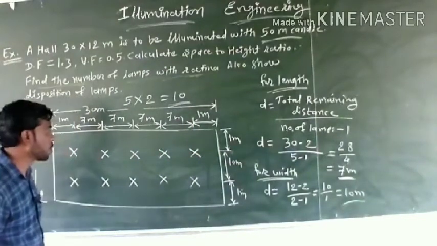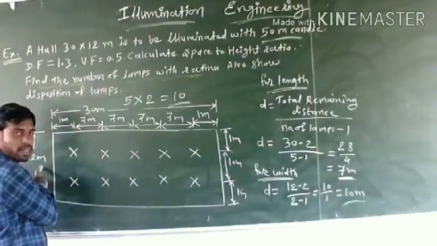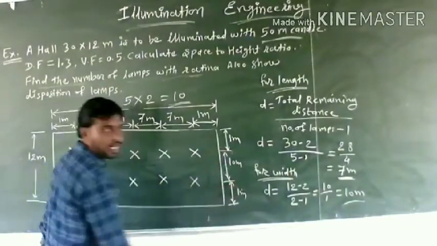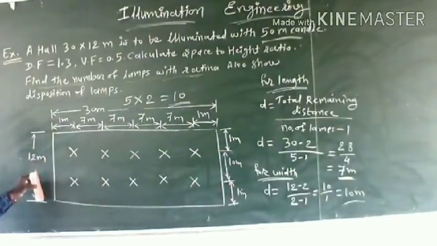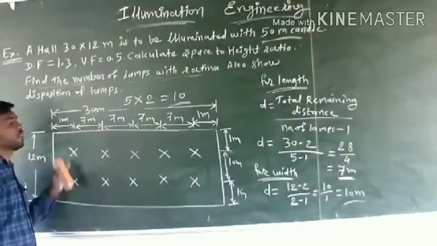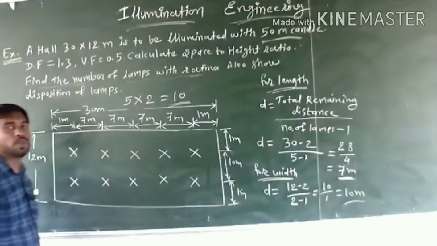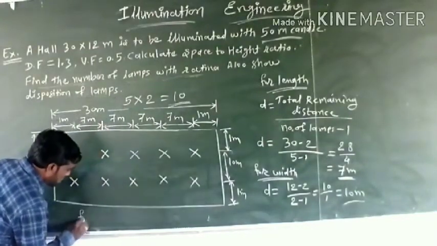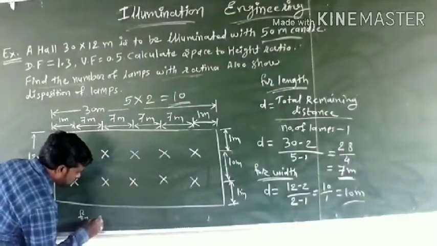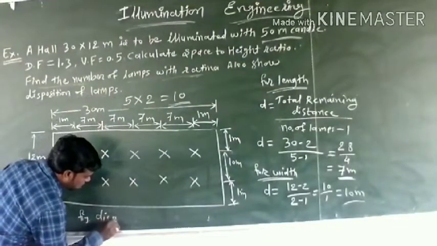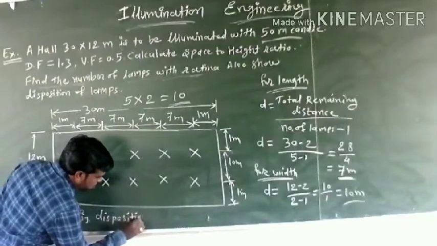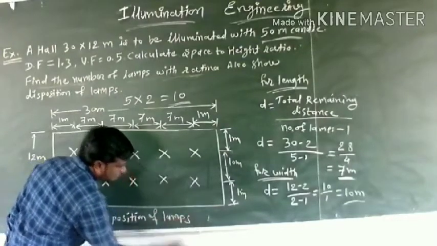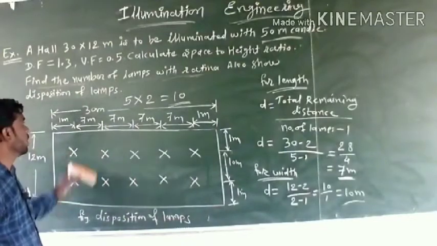If we cross-check, here the total is 12 meter, that means 1 plus 10 is 11, 11 plus 1 is 12. So here is your 10 meter. This diagram shows the uniform distribution of lamps. So this is your answer. Here, the figure: disposition of lamps. So this is your answer.